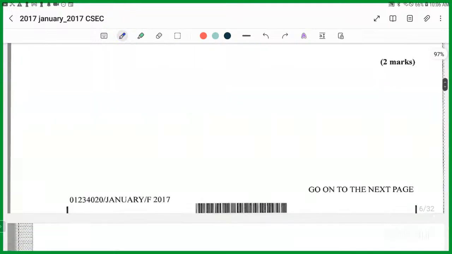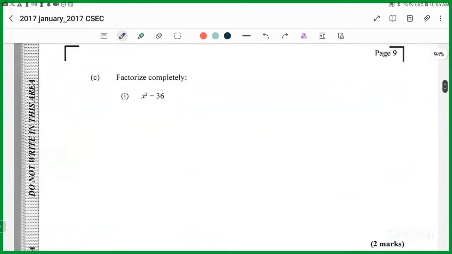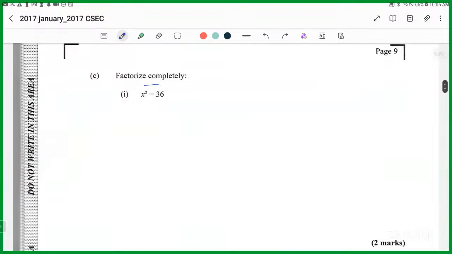All right, next one. This one wants us to factorize. Now this clearly is the difference of two perfect squares. So it can be written as x squared minus 6 squared. And the difference of two squares is the difference of the two numbers, x minus 6, times the sum of the two numbers, x plus 6. Easy like that. That is it.